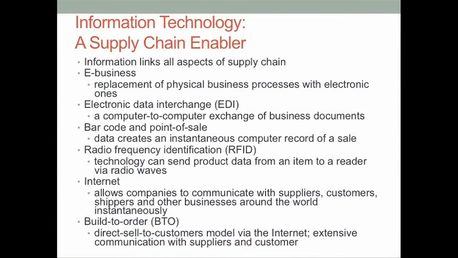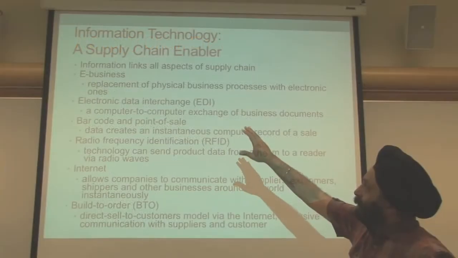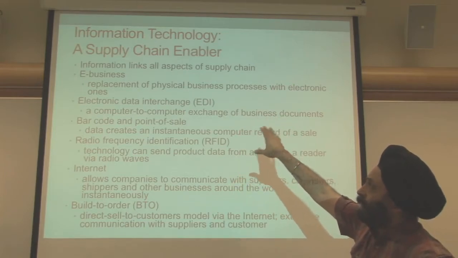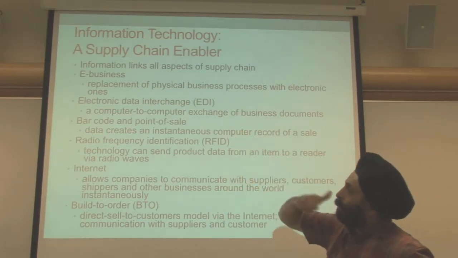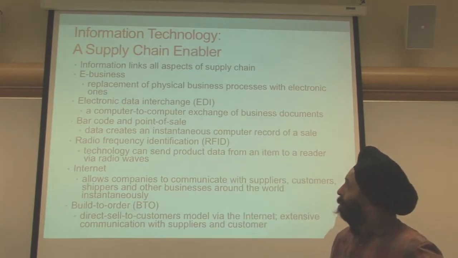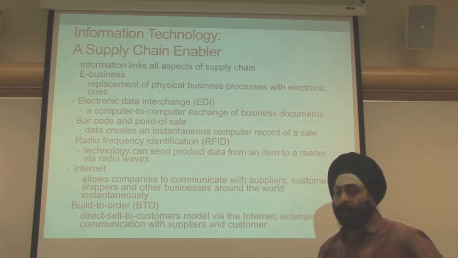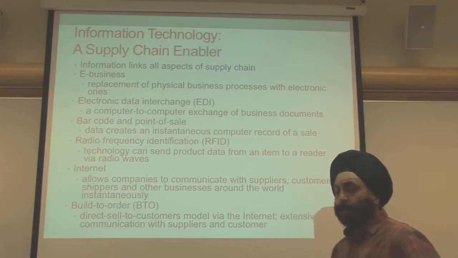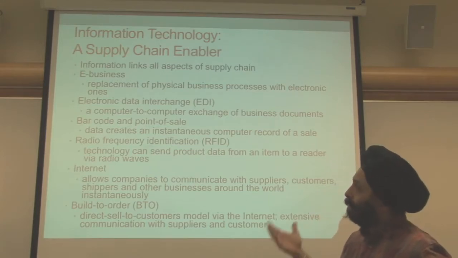Information technology is an important supply chain enabler. In this case, information links all aspects of the supply chain in e-business, which is the replacement of physical business processes with electronic ones. So maybe a lot of work can be done online. Computer orders can be taken on the computer.